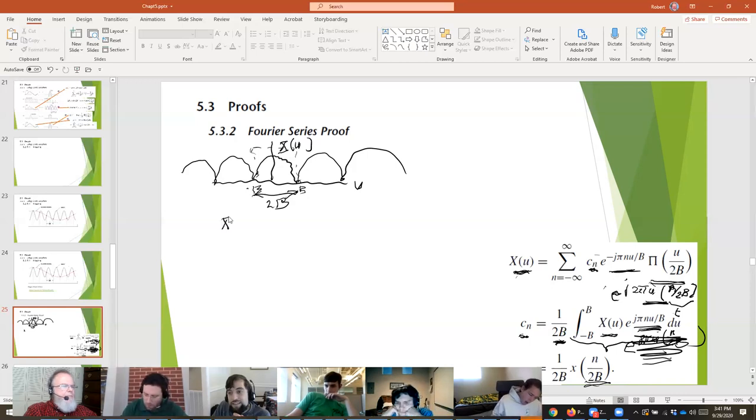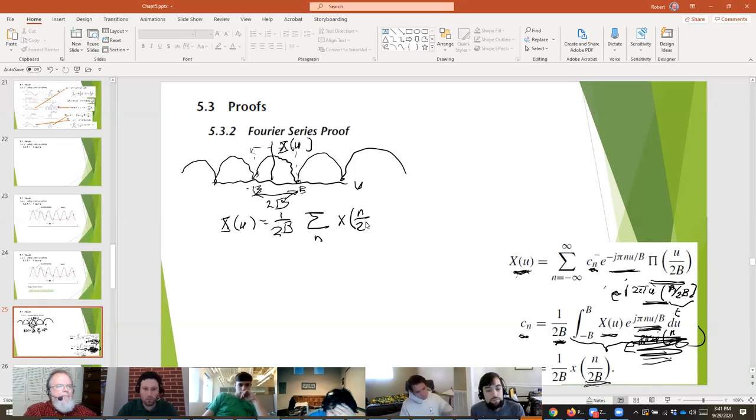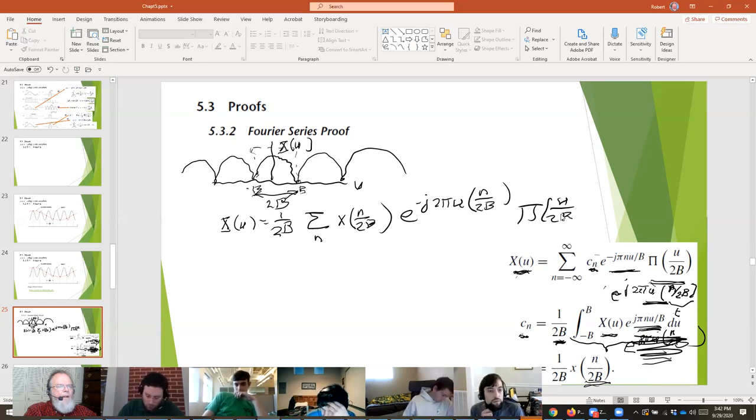So then we have x of u is equal to 1 over 2b times the summation over n, and we've figured out what the C sub n is. What's the C sub n? That's x of n over 2b, times this other stuff, e, and I'm going to put the 2 pi's in there. So it turns out the Fourier series coefficient of the periodic expansion of the periodic function in the frequency domain has Fourier coefficients of samples of the original signal. Is that okay?